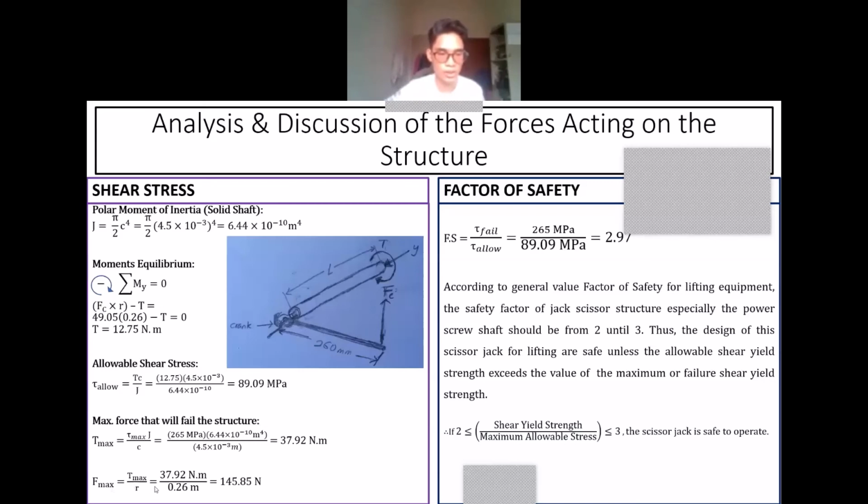Then only then we can find the maximum force, which is equal to maximum torque divided by the crank length, which is equal to 145.85 Newton.